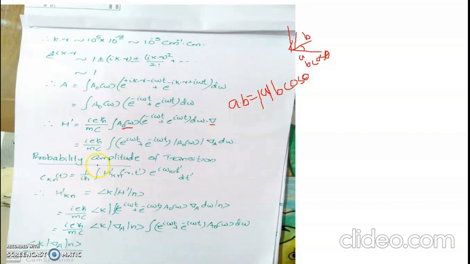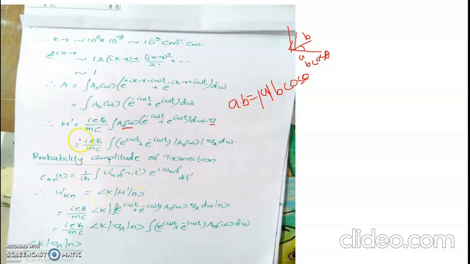That's equal to 1 by i h cross integral h prime kn of r comma t prime e raised to i omega kn t prime, where omega kn is the frequency difference between the initial state ket n and final state ket k, dt prime, where h prime kn is equal to the scalar product k h prime n. Here ket k and ket n are only space dependent components. The time dependent component e raised to i omega kn t we have already made here. So h prime kn is the scalar product k h prime n.